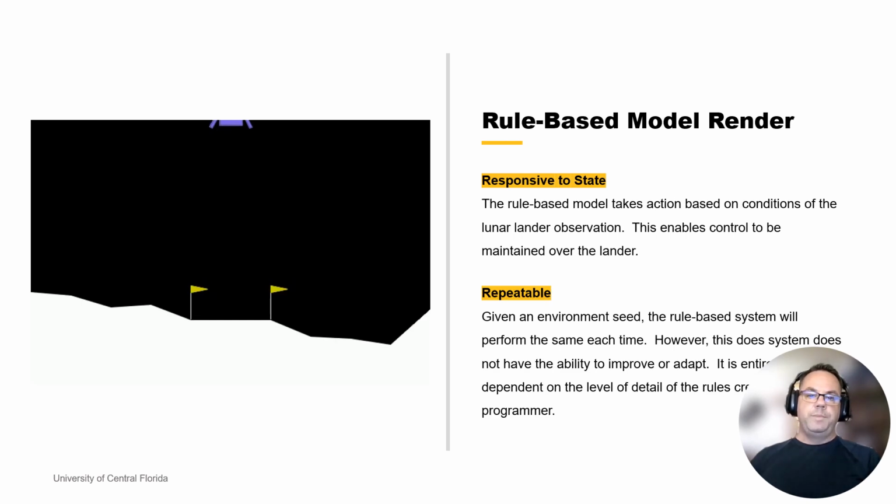Finally, we'll look at a rule-based model render. The rule-based model is responsive and takes actions based upon the conditions of the lunar lander observation. This enables control to be maintained over the lander and enables a softer or more controlled landing. Given the environmental seed, the rule-based system will perform the same way each time. However, this does not have the ability to improve or adapt. It is entirely dependent upon the level of detail of the rules created by the programmer.